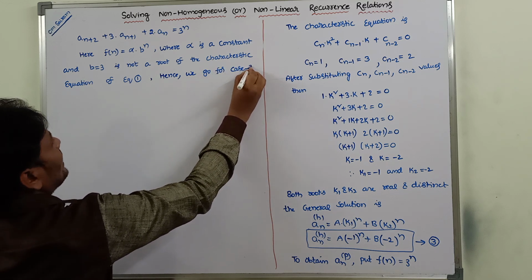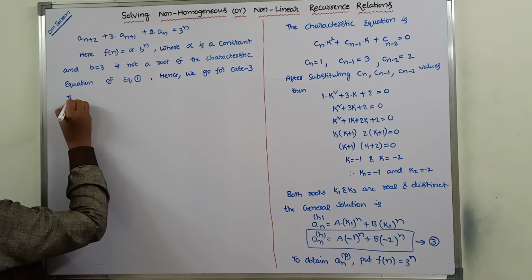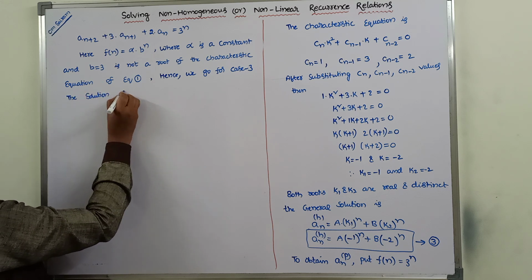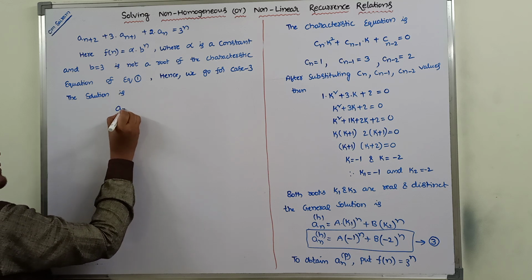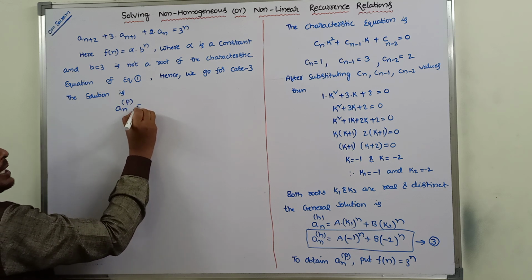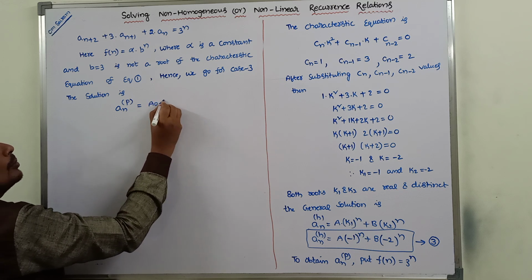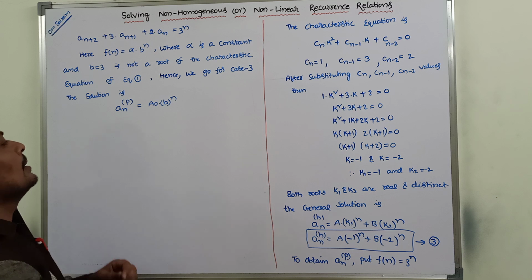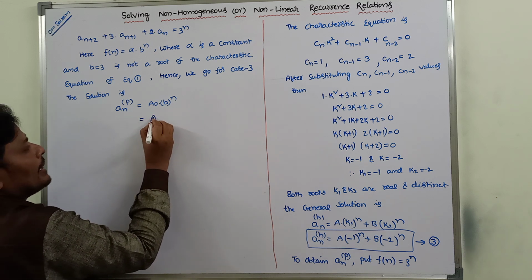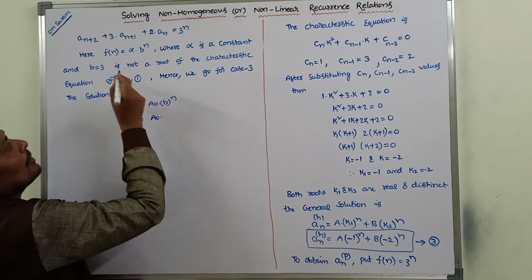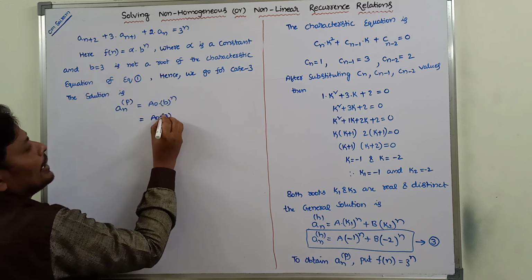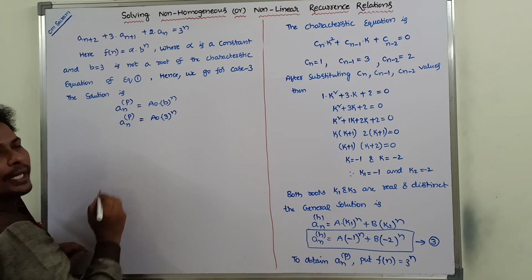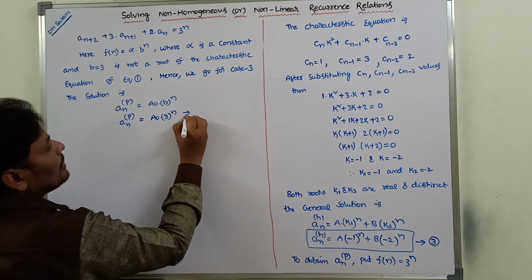In the case of case 3, the solution is a suffix n power p equals a naught into b power n. So a naught into b value, and the b value is equal to 3. So a naught into 3 power n is a suffix n power p. Now this is equation 4.